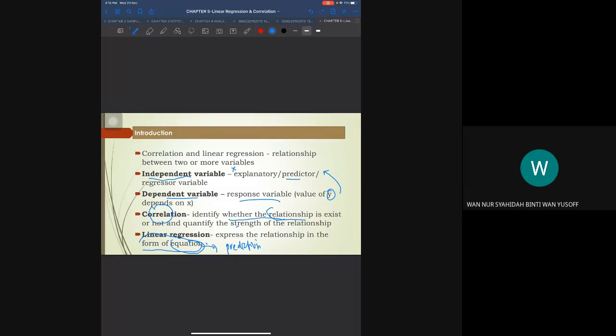Whenever you have the equation, then we can use it for prediction. Prediction means that we estimate a value given another value. You can estimate y given the value of x, or you can estimate x given the value of y, either one.